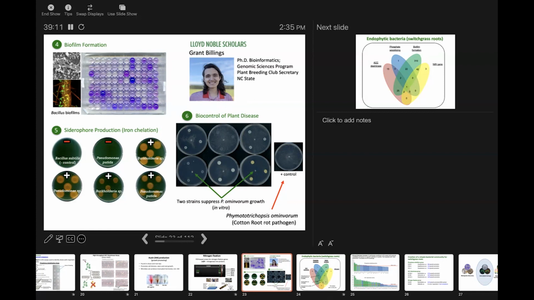Here's another one for iron chelation. We don't have to go into it. This was a gentleman, he joined my program for the summer, and he actually helped develop these assays.